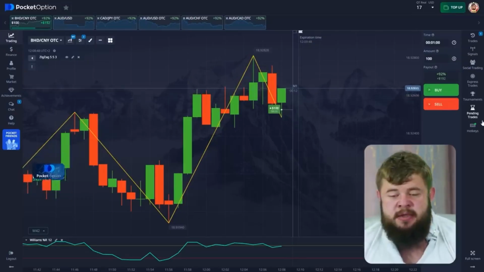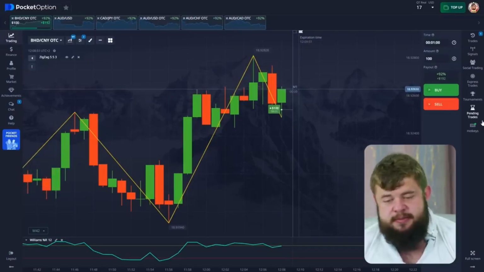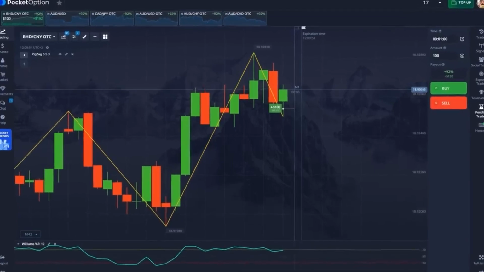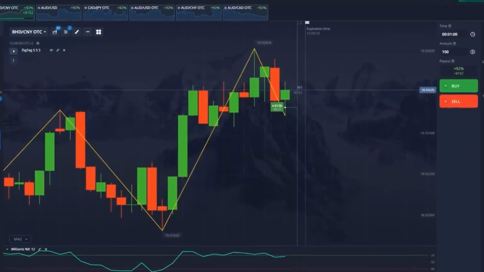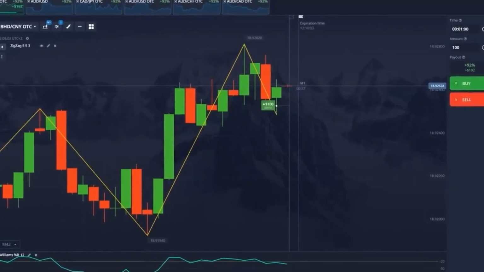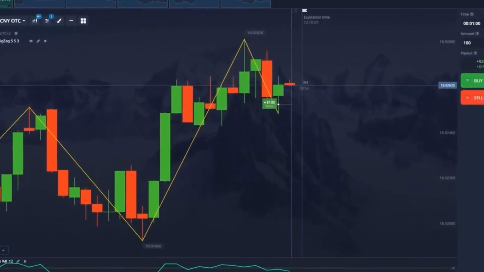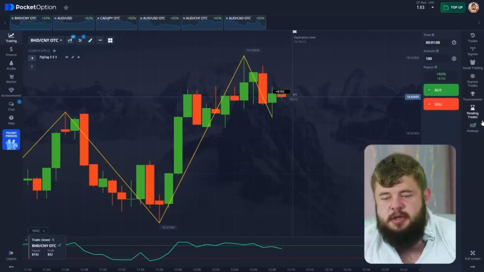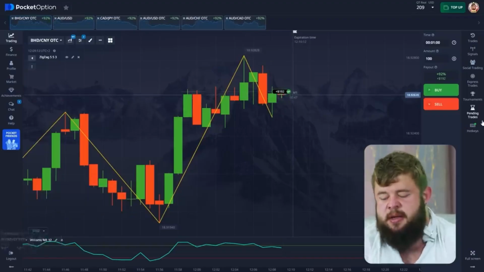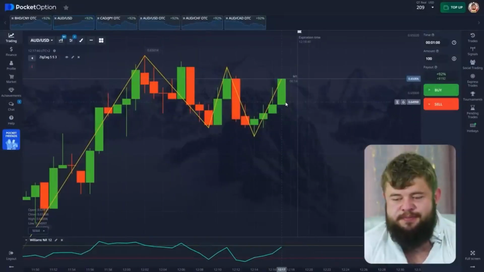Let's check whether I was right or not. I'm sure I was. So it's closed. We have $209 on the account. AUD/USD. What do we have here?